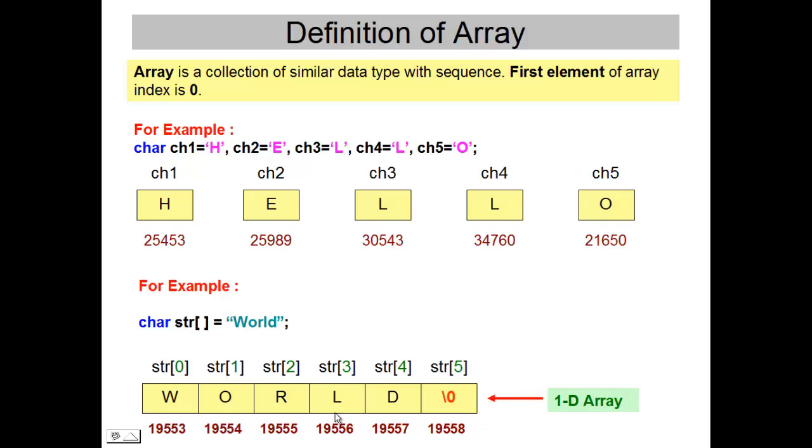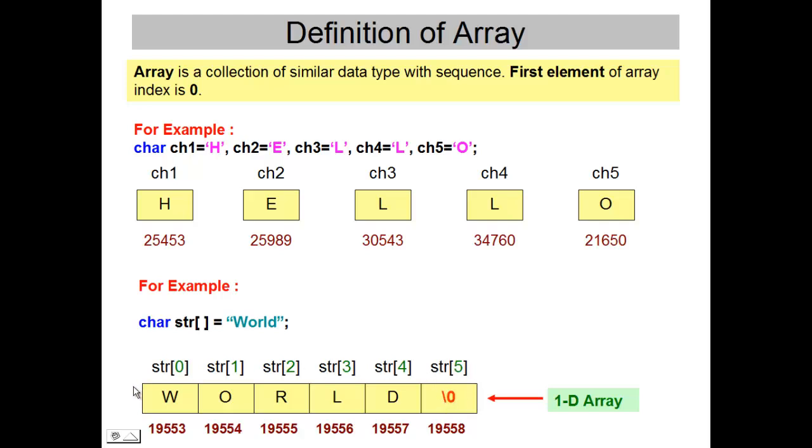One dimension array means only a single row is available in this array. So for each element of the array, the word W is at 0 position, O is at 1 position, R is at 2 position, L is at 3 position and D is at 4 position, and the last, 5th position is the null character.